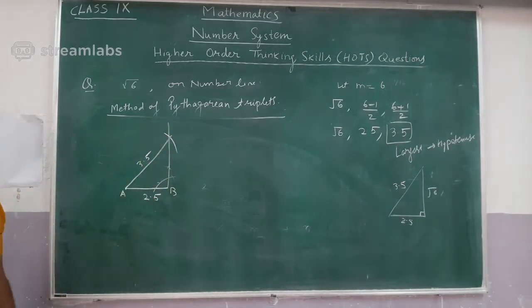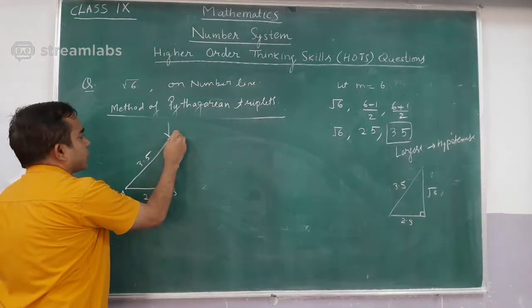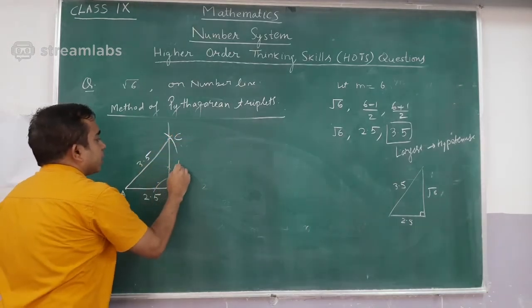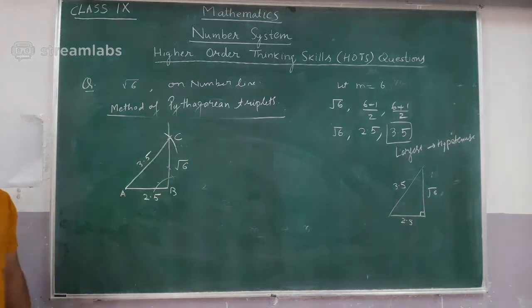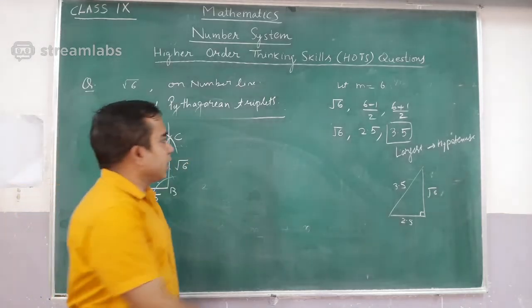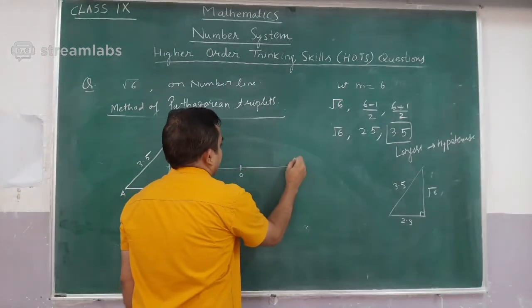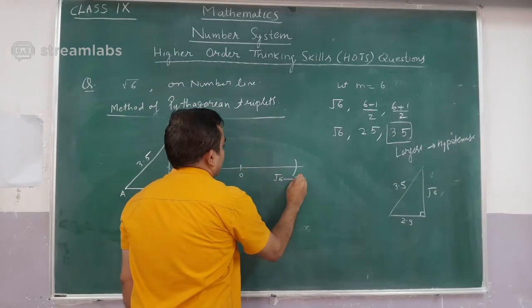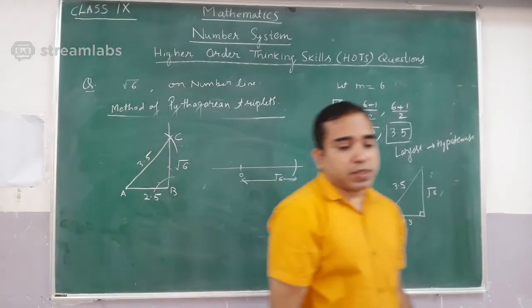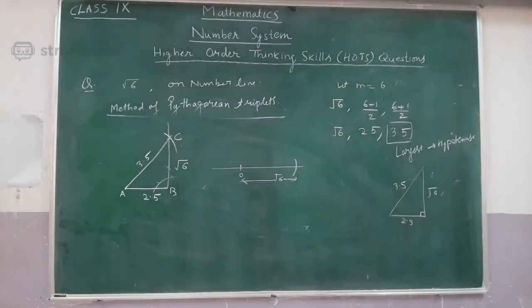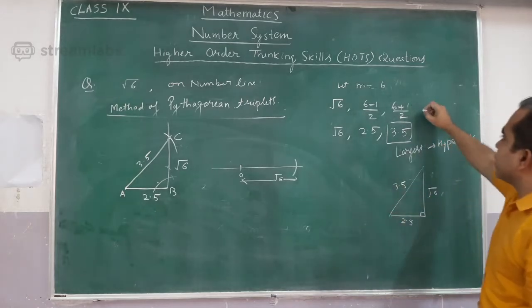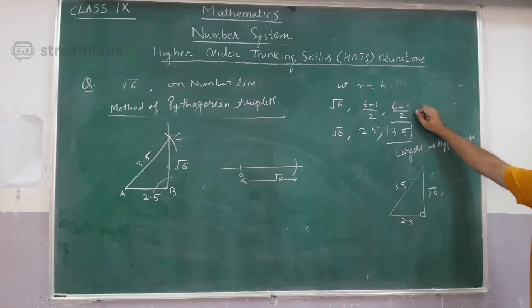I have taken 3.5. Let's say we give the name C to this point. Then this BC distance will automatically become root 6. Now measure this in your compass and show it on the number line. This will be root 6 units. So this is the way we can find the value of the root of something by using the Pythagorean triplets formula.